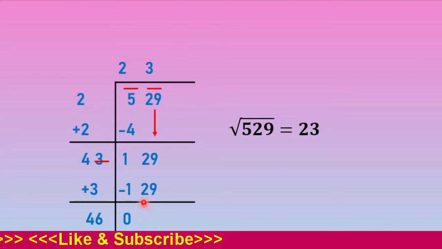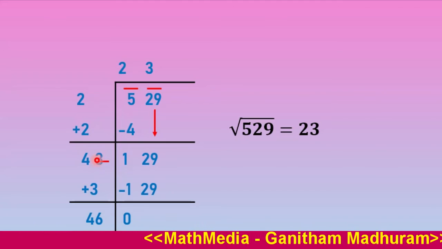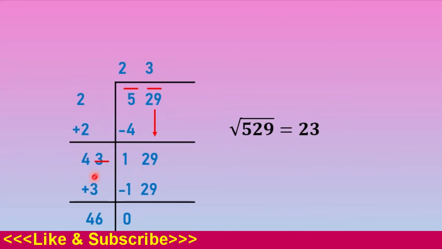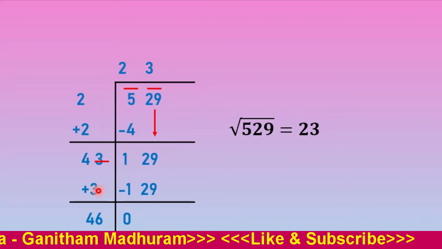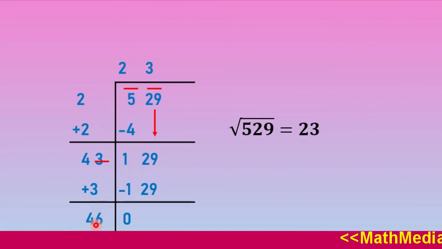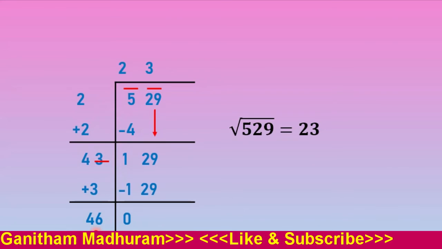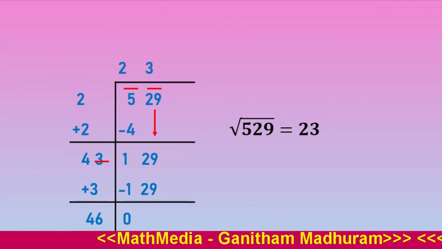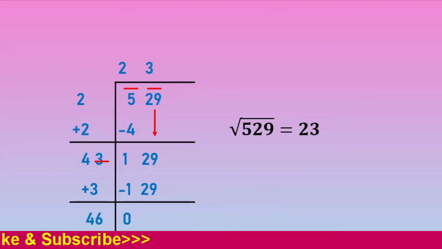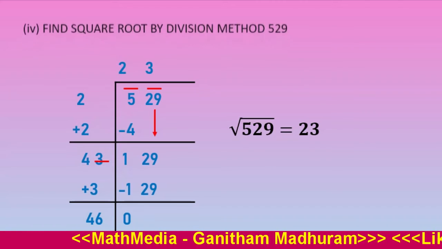Clear? Then which number we have written in the blank space? 3. So the 3 should be written 3 times. 1 in the quotient just above the second group, and in the divisor just below the blank space. Now add the divisor, we get 43 plus 3 gives 46. Now we have to check whether it is correct or not. Multiply the quotient by 2. 23 into 2 gives 46. That means square root of 529 equal to 23.